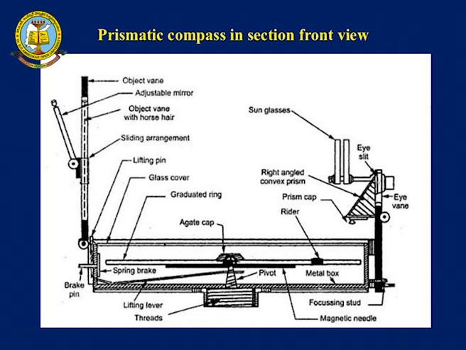Another thing, this is the top glass of the prismatic compass, and you can observe this is a magnetic needle. This magnetic needle has the position of north and south direction, and this is called the pivot. You can see that on the pivot sits the magnetic needle, and then you have another part, the agate cap. On the top of the magnetic needle there is an agate cap, and all this is about the prismatic compass.